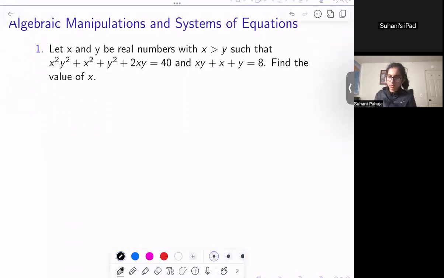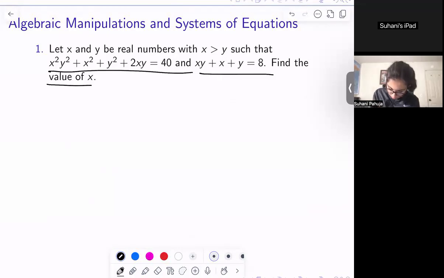And the last question that we covered in class is this algebraic manipulations and systems of equations question. It is mainly a systems of equations question, but there are some clever insights that we can use. So we have that x and y are real numbers, x is greater than y, and we have these two equations. We want to find the value of x.